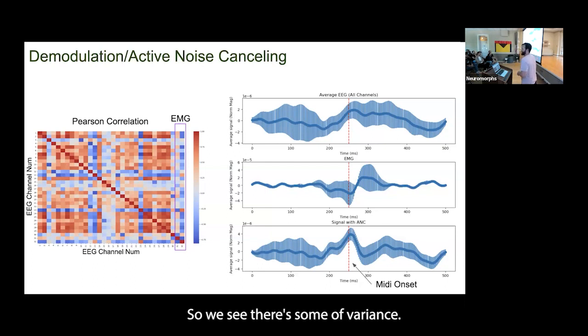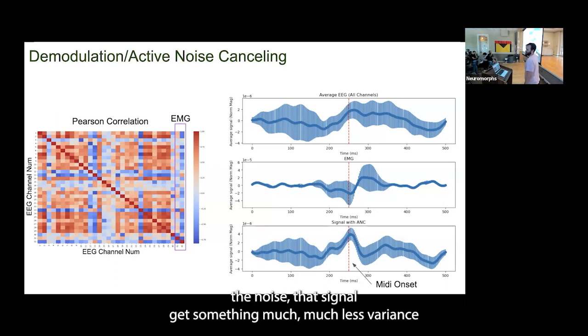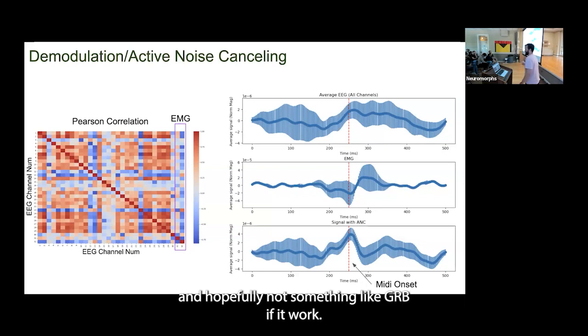You see there's tons of variance. You can't really get anything out of it. This is the average EMG signal. This big activation here is probably something moving quite large, but it's also very low frequency. And so the thought is, if I take this, correlate it, or rather anti-correlate it with the input signal, it can denoise that signal, get something with much less variance, and hopefully pull out something like ERP.